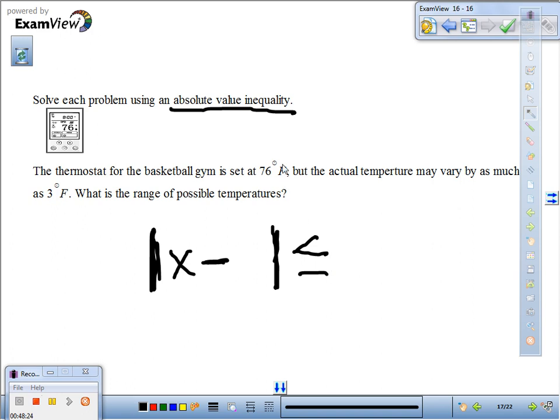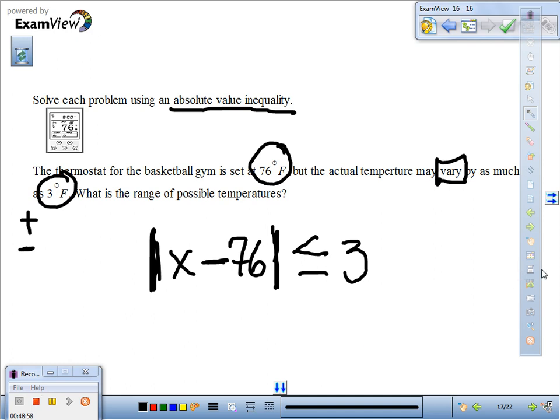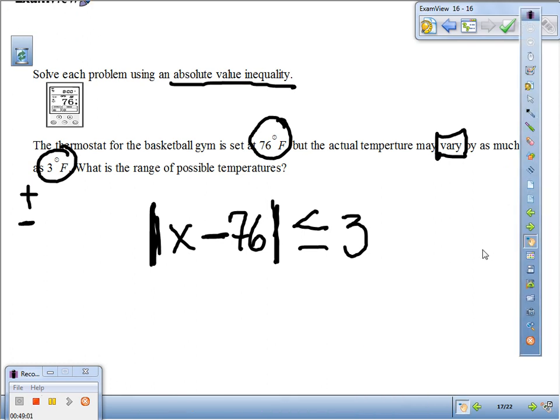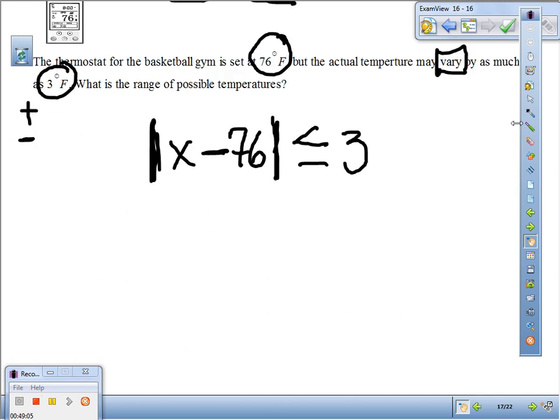Next, we have to figure out which number goes up and down, or positive and negative. Is it the 3 or the 76? It's the 3. It says here the temperature may vary. How much does it vary? 3, either plus or minus. So that 3 goes right there. Next, the 76 goes inside. And from there we write 2 inequalities. Here we go.